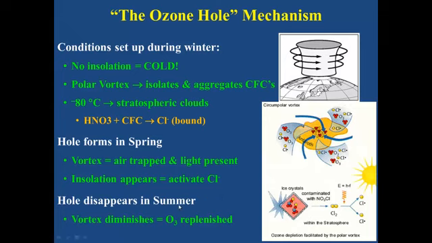Okay, now the hole disappears in the summer because the vortex breaks down, right? And what happens is it allows ozone from higher latitudes to come in and replenish the ozone that's been depleted inside the polar vortex.